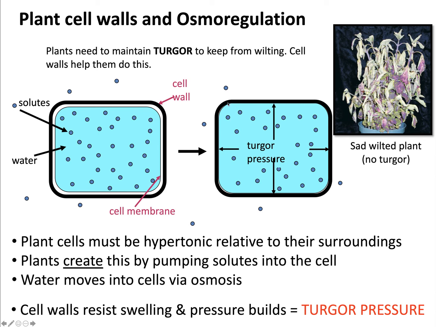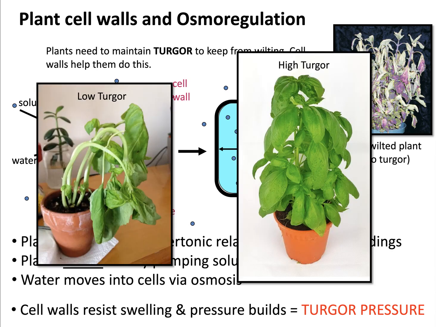Plants do something similar, creating this turgor pressure, and that basically makes the plant become less wilty and blow up. And that's what you think of when you think of a healthy plant. So this is a plant with low turgor pressure. It's all wilted and flopping over. It doesn't have enough water in it.